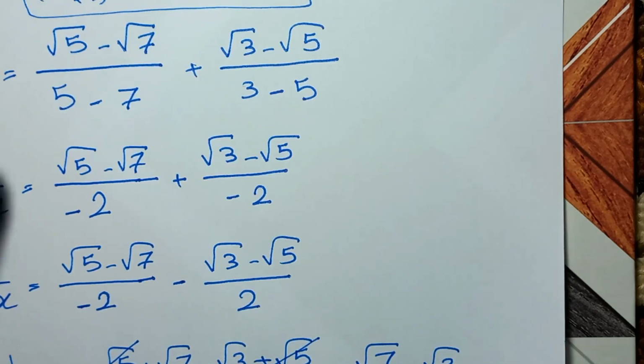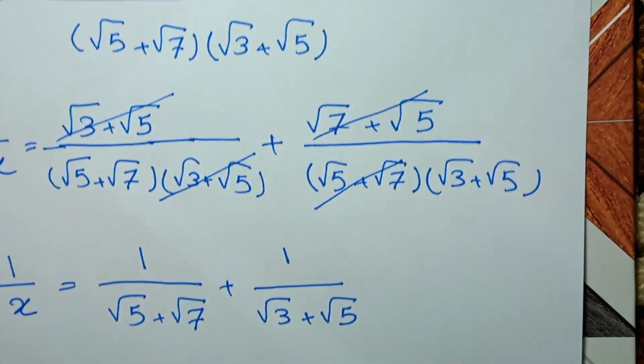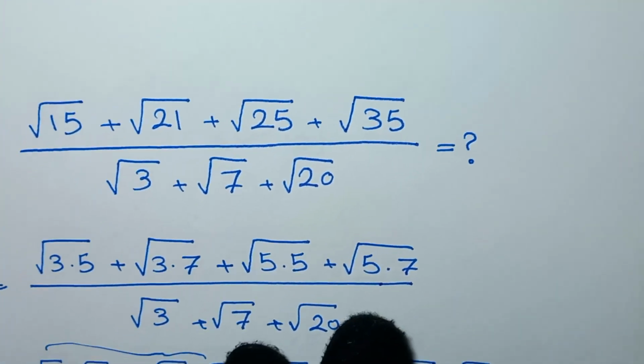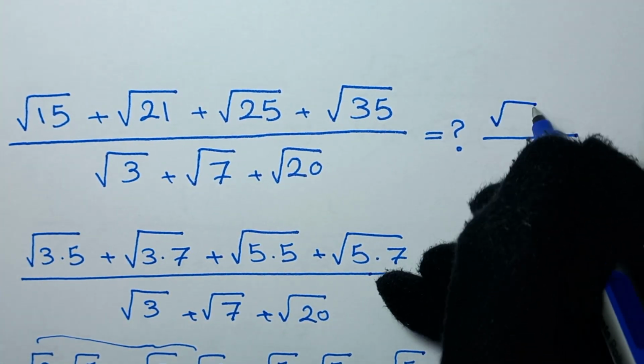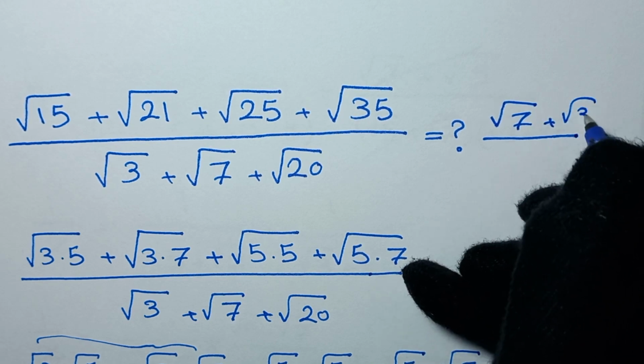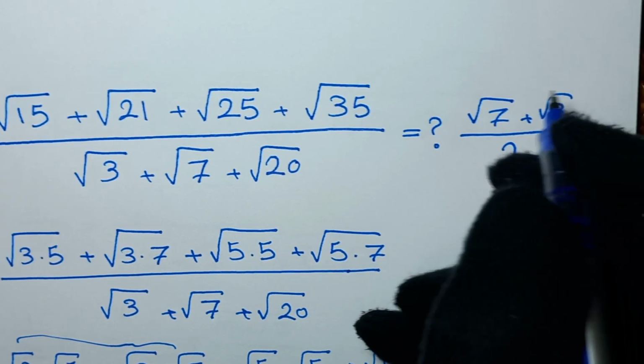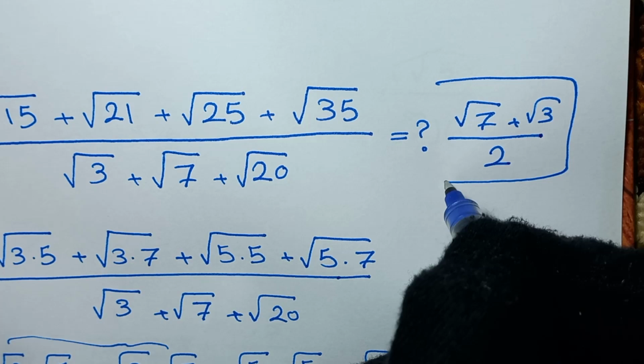So our answer for this fraction is square root of 7 plus square root of 3 over 2. And this is our final answer.